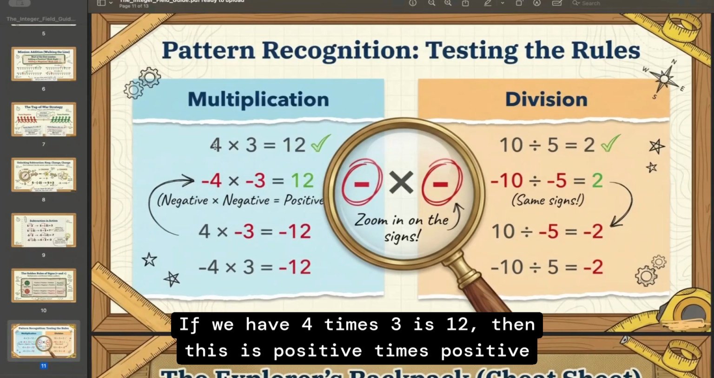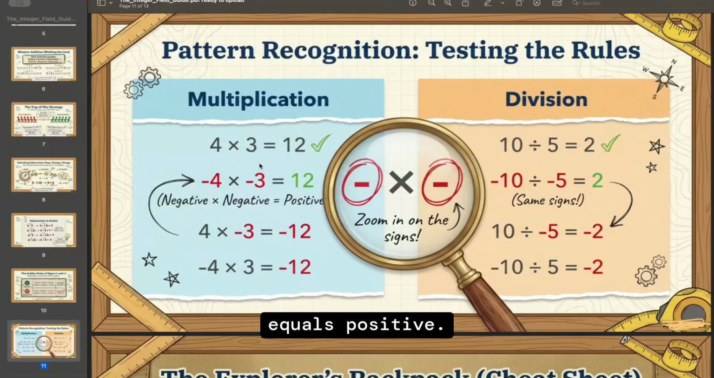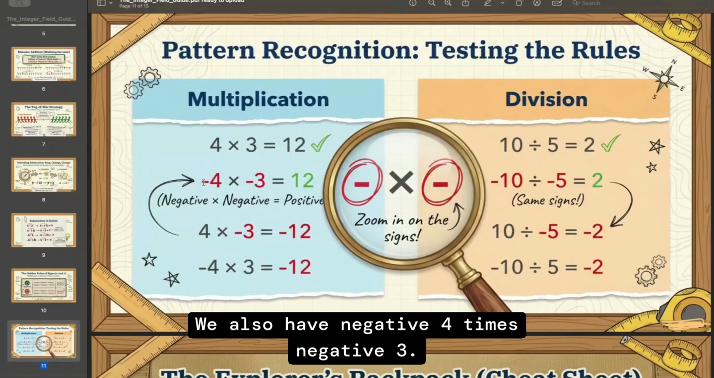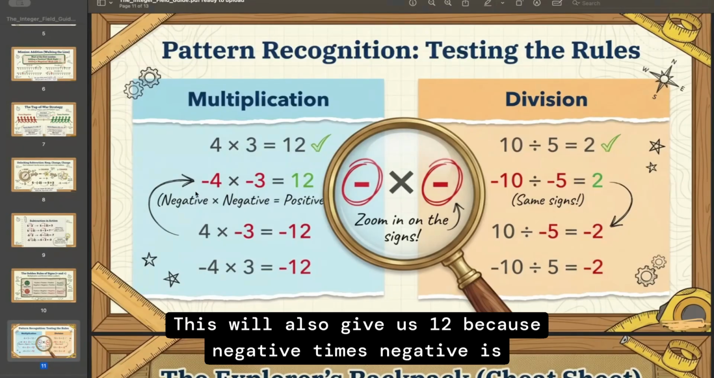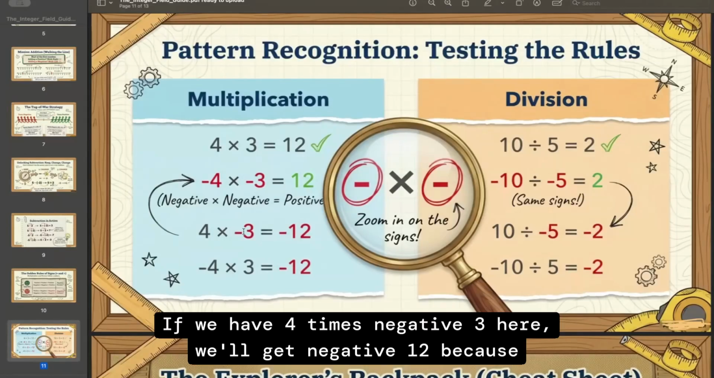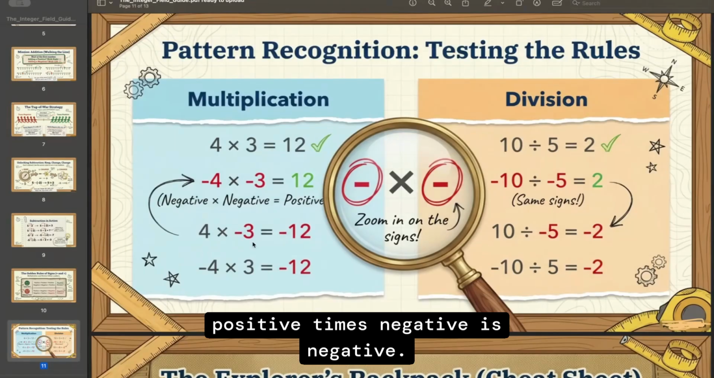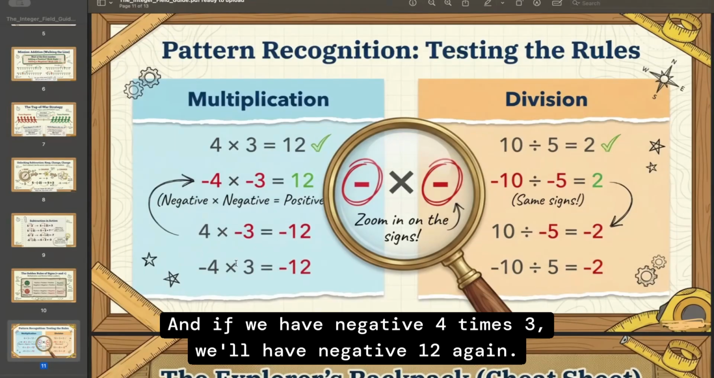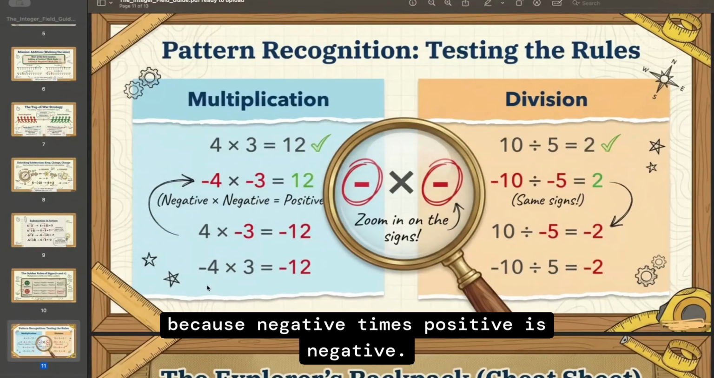If we have 4 times 3 is 12, then this is positive times positive equals positive. We also have -4 times -3. This will also give us 12 because negative times negative is positive. If we have 4 times -3 here, we'll get -12 because positive times negative is negative. And if we have -4 times 3, we'll have -12 again because negative times positive is negative.